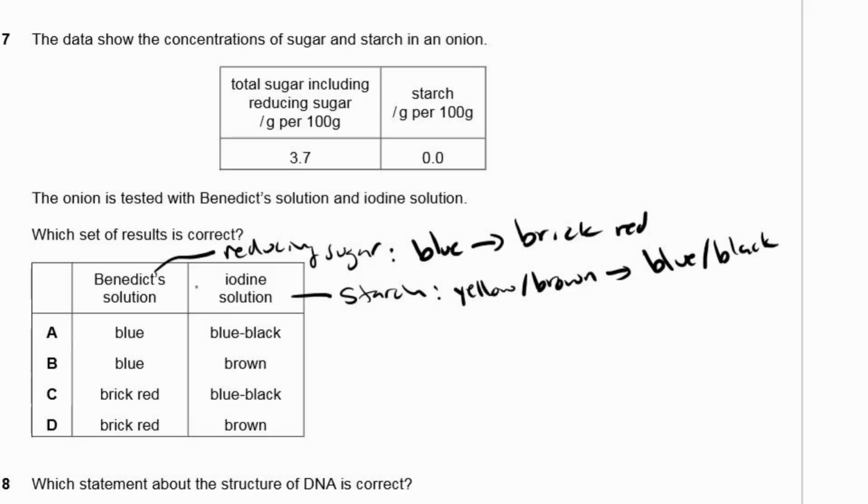Okay, so as there is sugar, the end result is going to be brick red. As there is no starch, it's going to end off the same color it started as, brown. So the answer here is D.